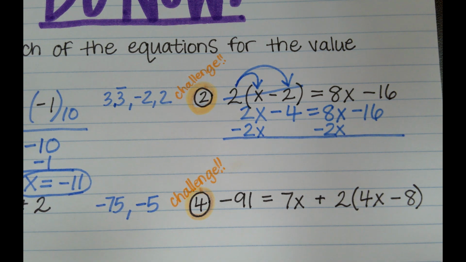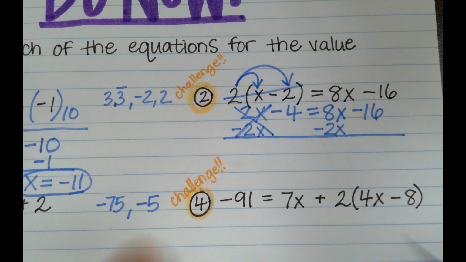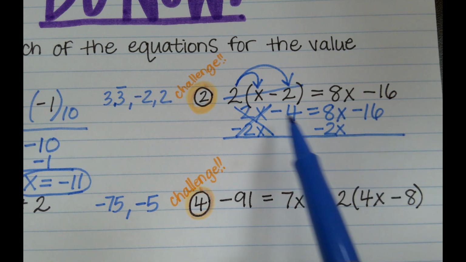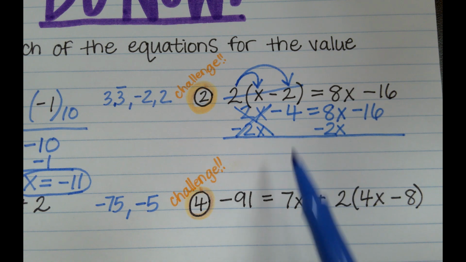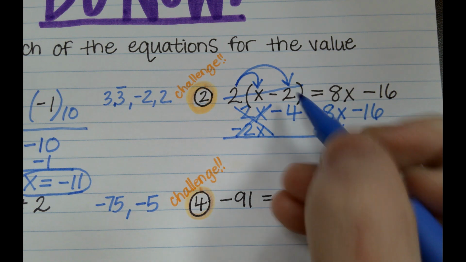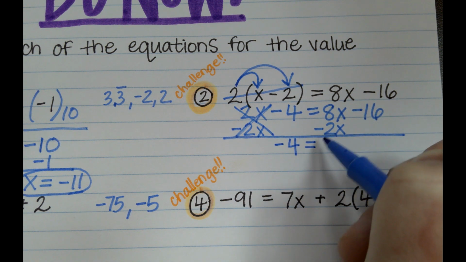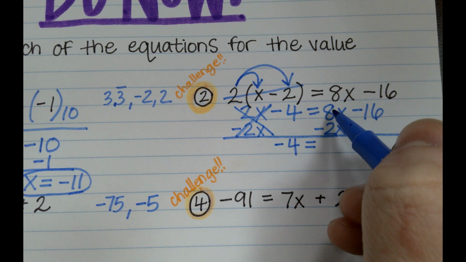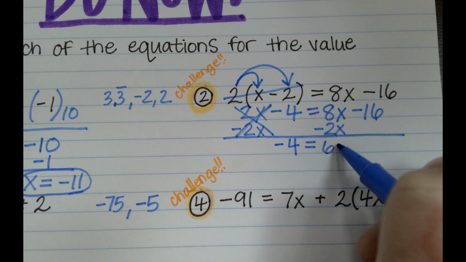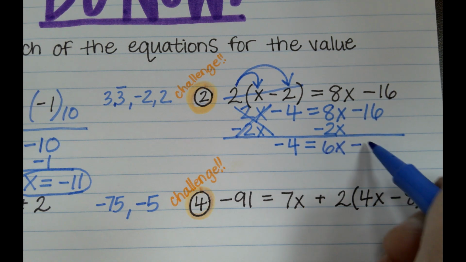Okay. And what happens next? Plus the twos. Cancel out the 2x. Good. And then what? Bring the rest down. Yeah, let's bring the rest down. So what am I bringing down exactly? Negative 4. Good. 6x minus 16. Perfect. Negative 4 equals 8 minus 2 is 6, so 6x minus 16.